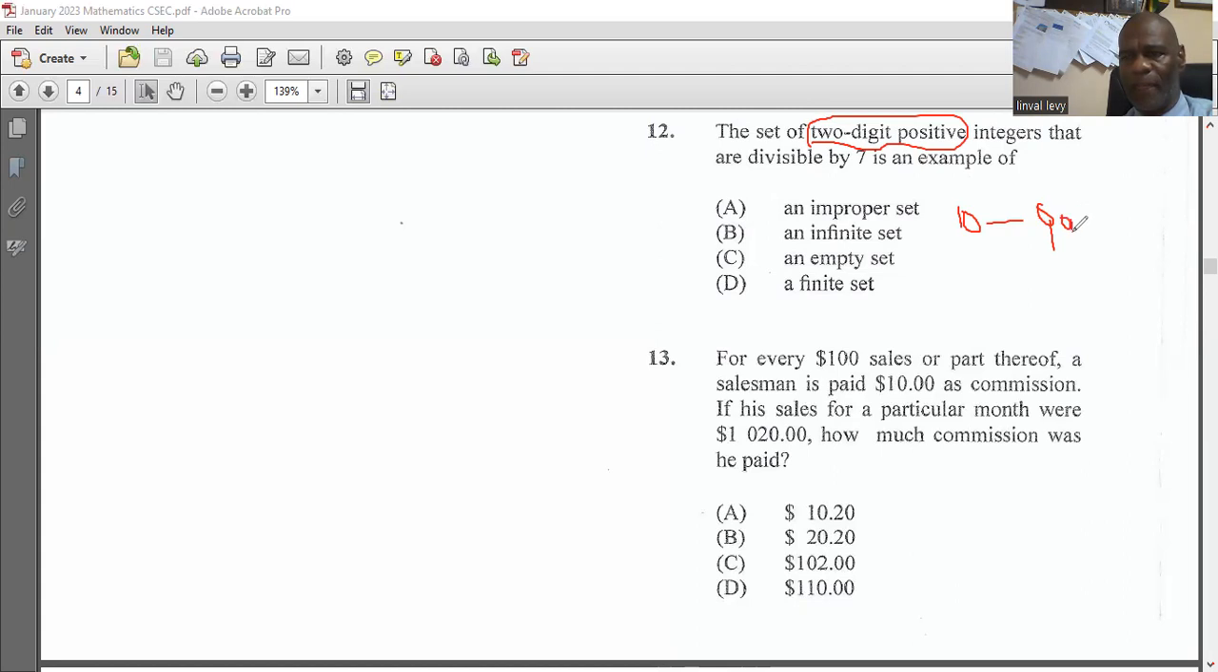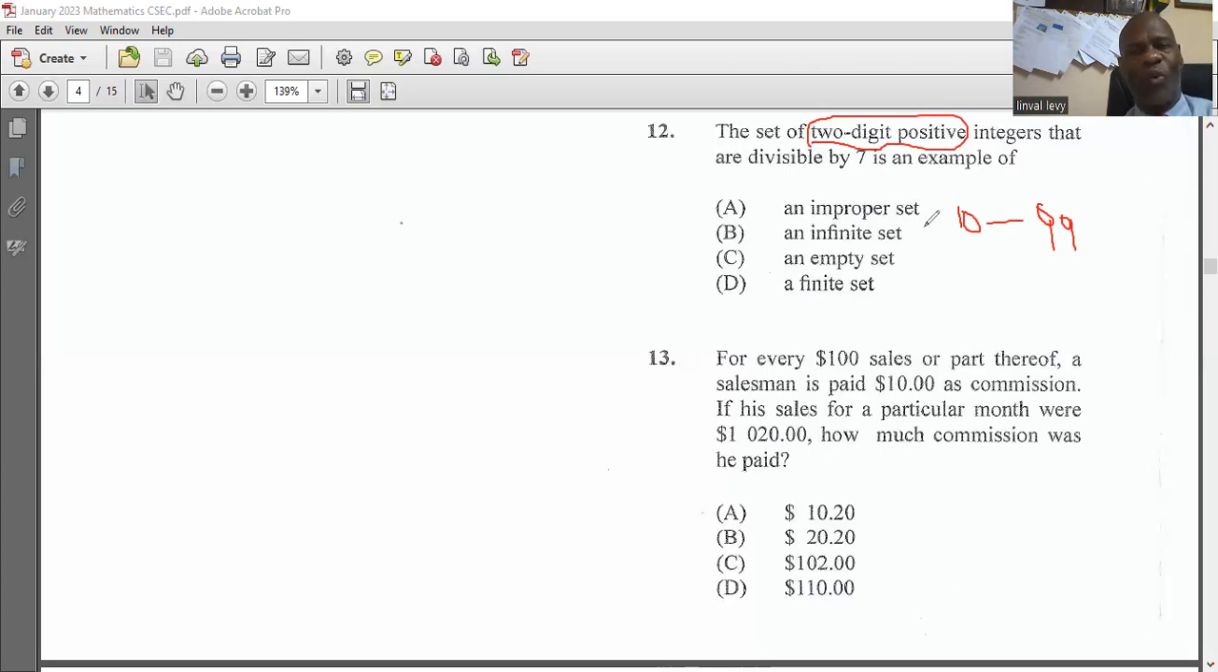All right? From 10 to 99. So that you have your range of positive two-digit integers. And the question now is about two-digit positive integers that are divisible by 7, and that is an example of what? So you want all of the numbers from between 10 and 99 that can be divided by 7.